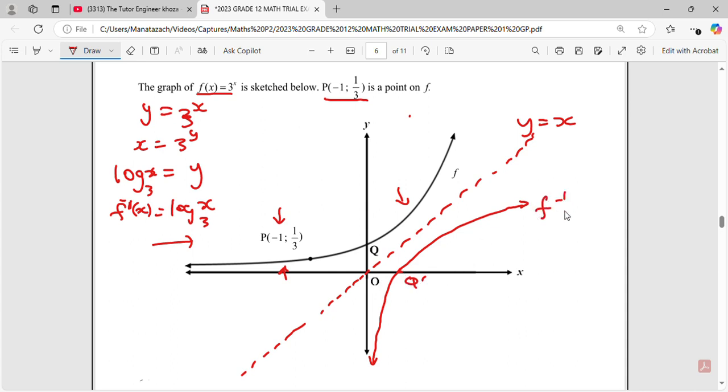If you want to label any point, the point P, since it's (-1; 1/3), the very same point will swap around. It's going to be here, but now everything is swapped around. It's going to be (1/3; -1) over here. So let's call it P prime. That's how you draw the graph of the inverse function.